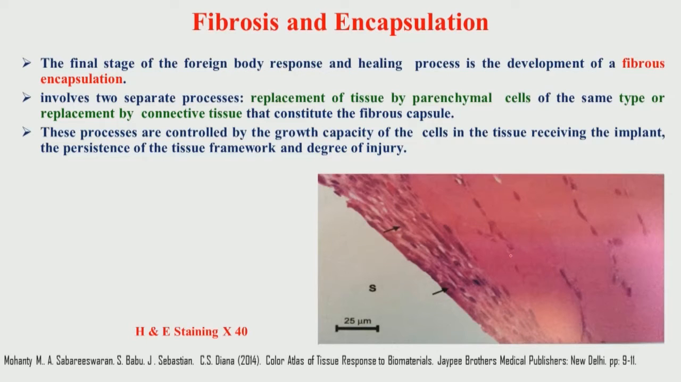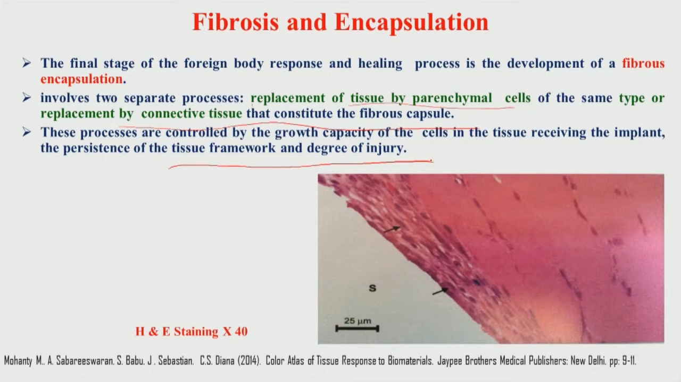So, essentially this fibrosis and encapsulation involves two separate processes. One is the replacement of tissue by parenchymal cells, and the second one is the replacement by connective tissue that constitutes the fibrous capsule, as we have seen before. And these processes essentially are controlled by the cell growth capacity in the tissue receiving the implant, the persistence of the tissue framework and the degree of injury. So, these things have been mentioned very clearly in the last slide also.